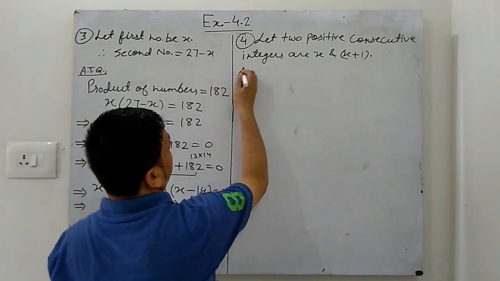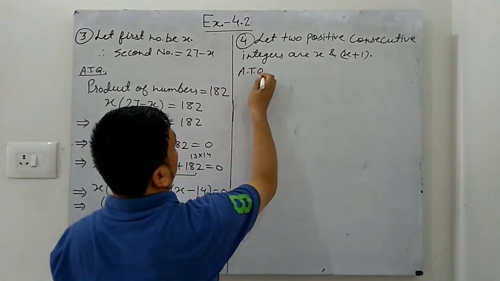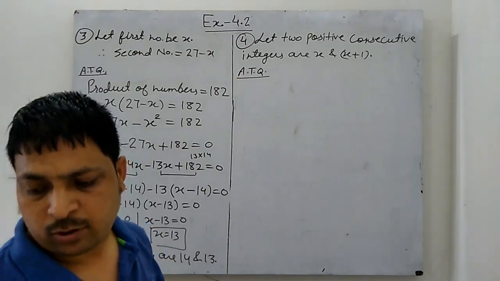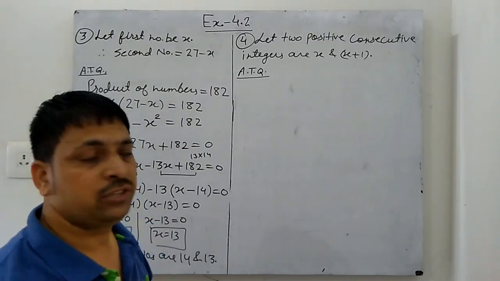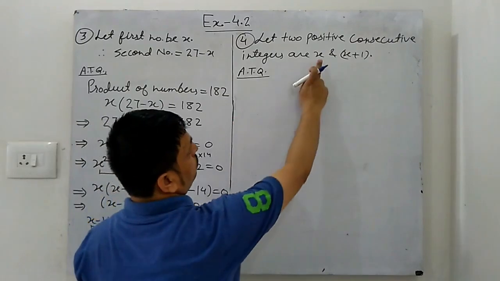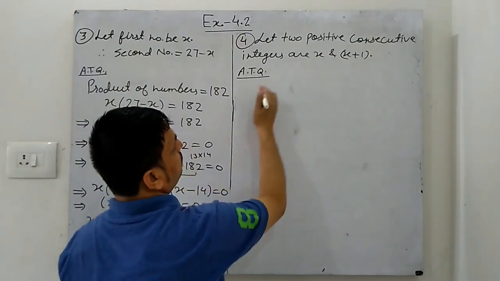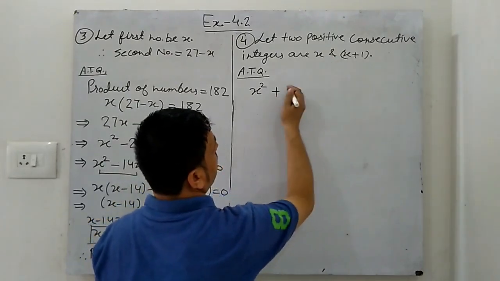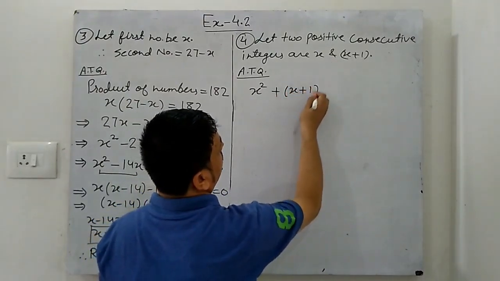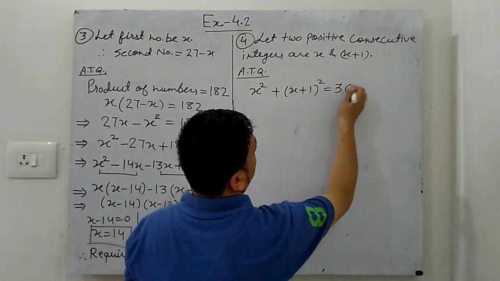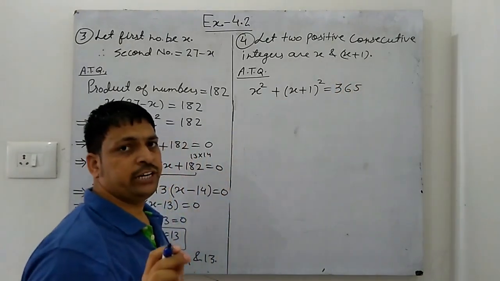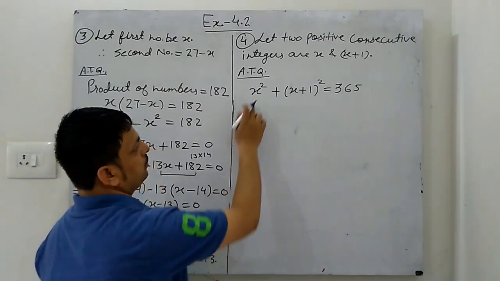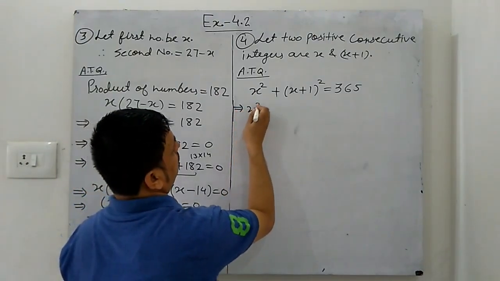Now according to the question, we are given that the sum of squares is 365. So the square of the first number, x, will be x square, and sum means plus the square of the second number, x plus 1 whole square, is equal to 365. It is already given and we have to find the numbers. Clear? So we can solve it.